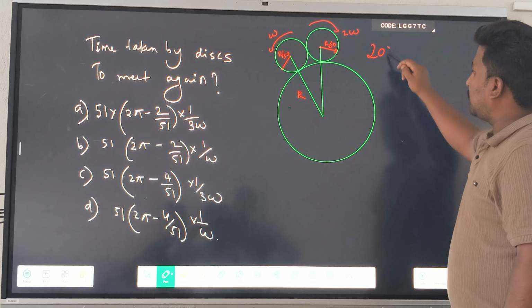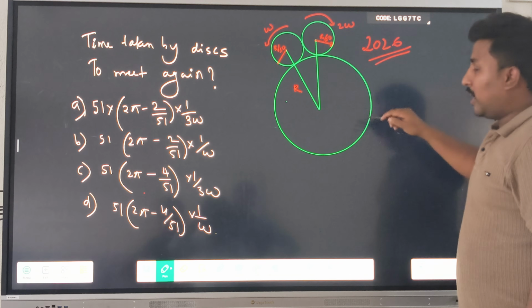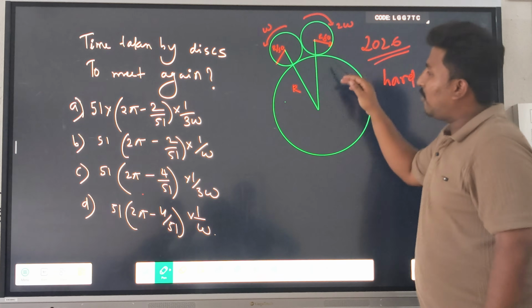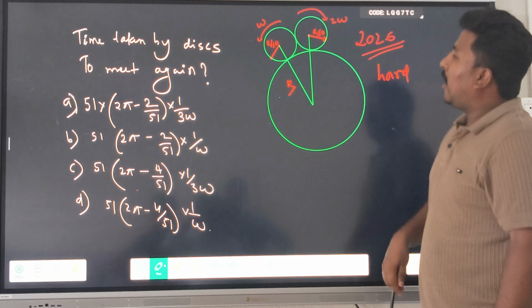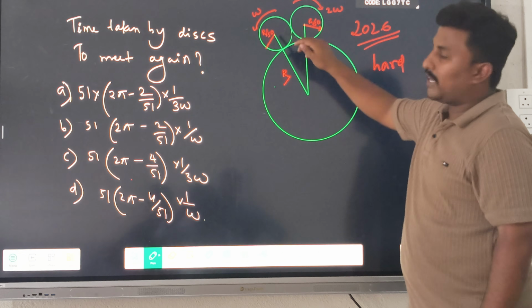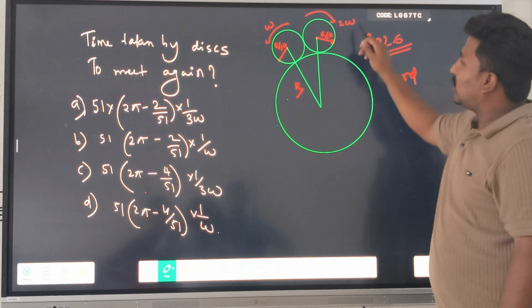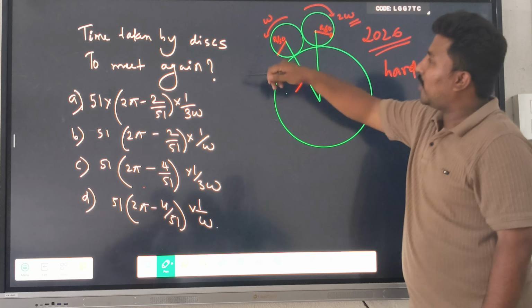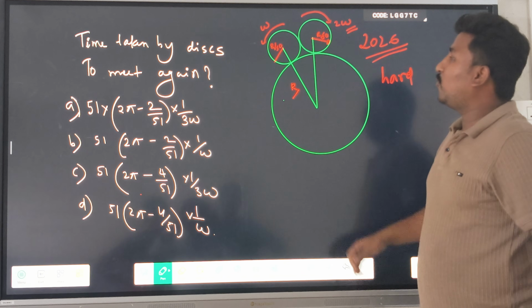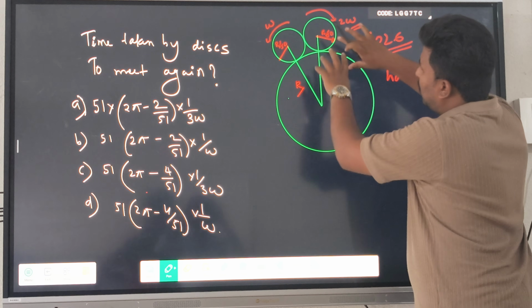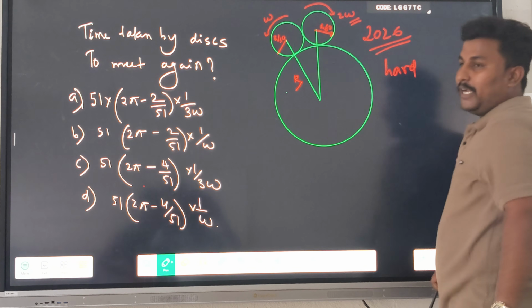JEE 2026 memory based question, and I keep this question in the hard category. What this question says: we have a big disk of radius R and there are two small disks each of radius R by 50. This one is rotating in this direction with 2 omega and this disk is rotating in the opposite direction with omega. We have been asked how much time these two disks will take to meet again.